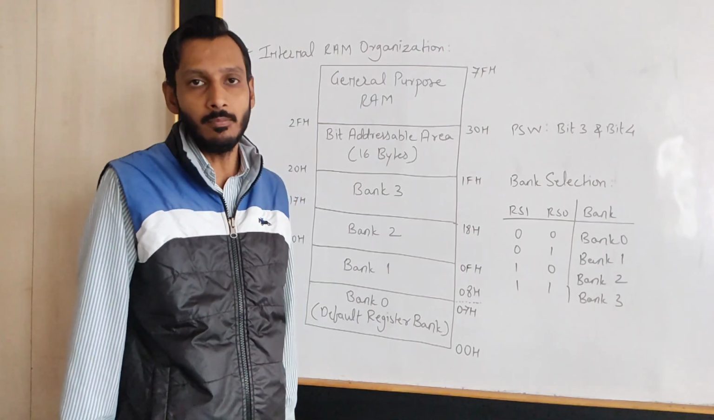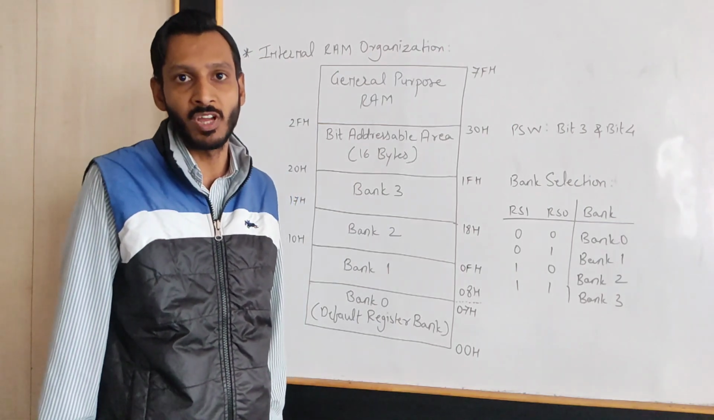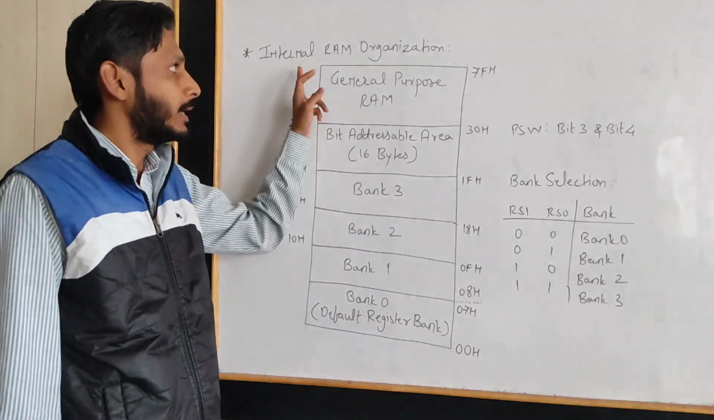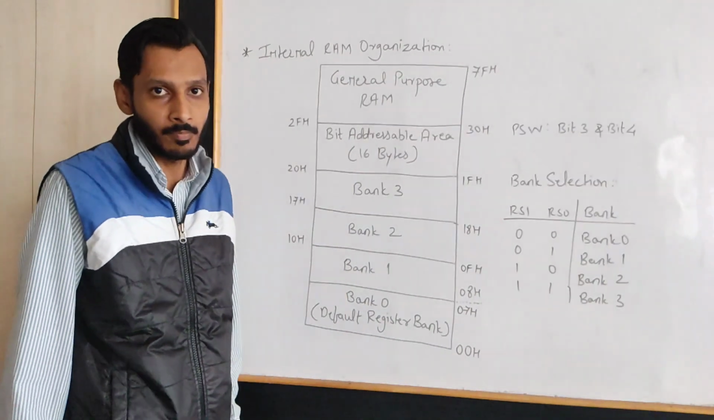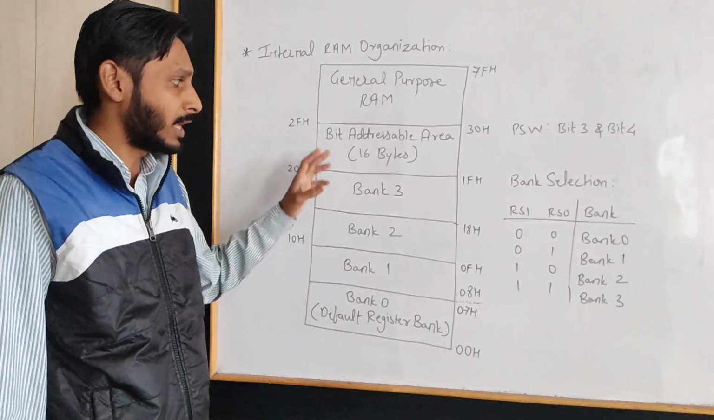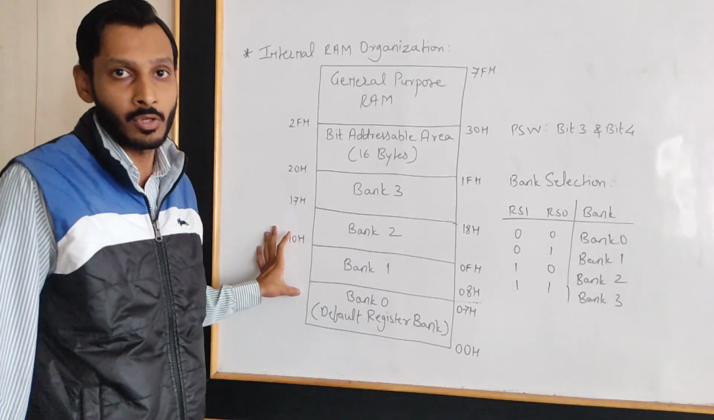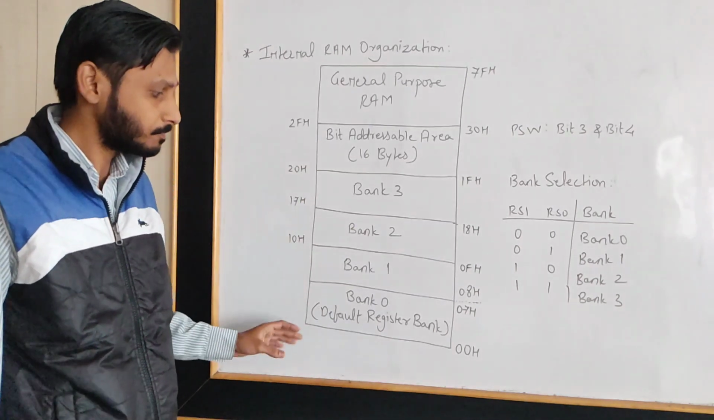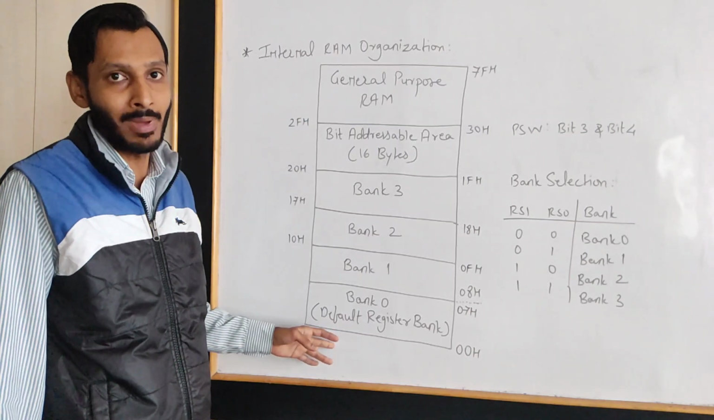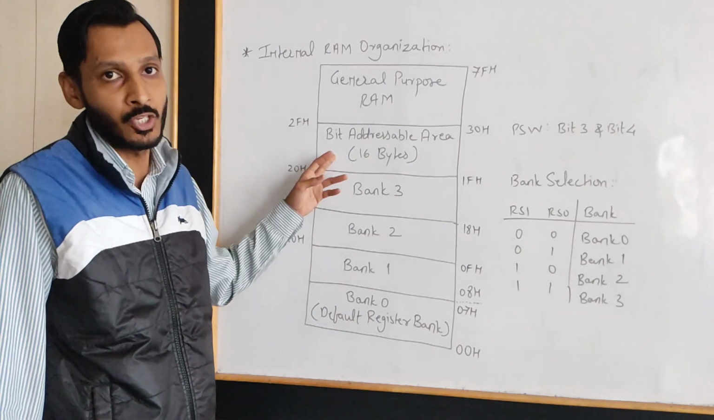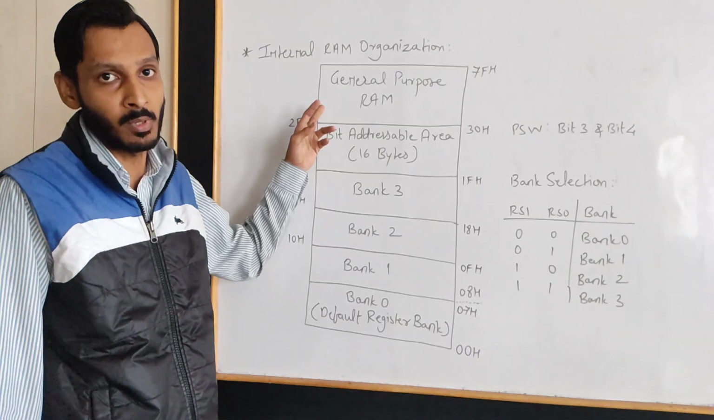Today we will see the next topic of 8051, which is called internal RAM organization. On the screen you can see the diagram of internal RAM organization. This internal RAM organization consists of 4 banks, that is bank 0, bank 1, bank 2, bank 3. Then it has a bit addressable area and it also has general purpose RAM.